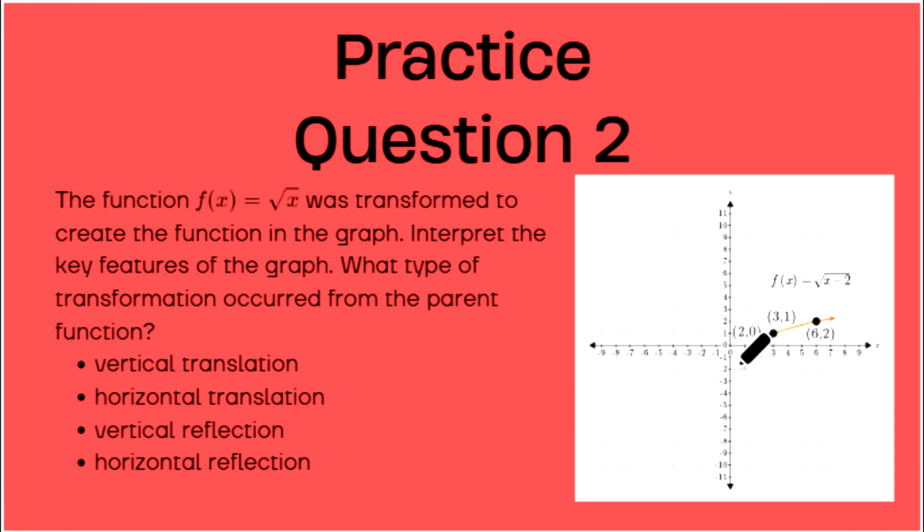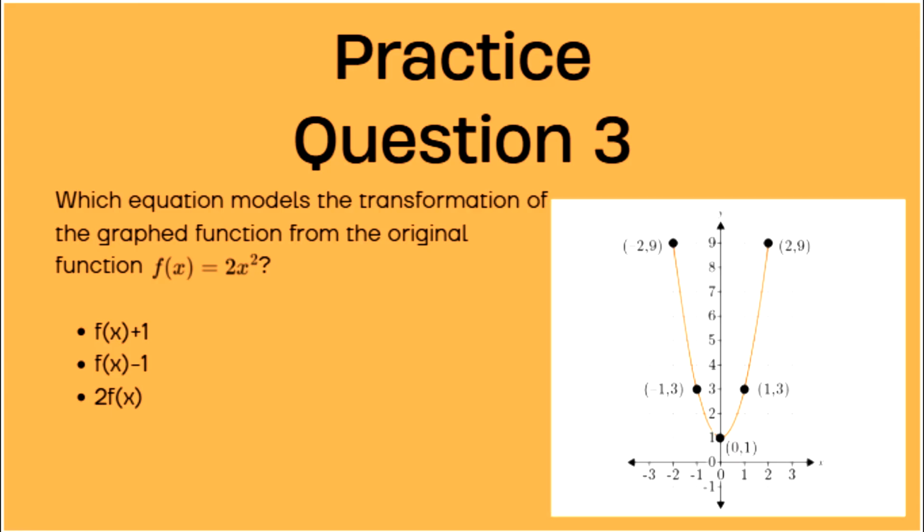Okay, we know every parent function touches the origin. So this one got moved right 2 spaces, okay? That means that it's a translation and it's horizontal. So translation can't be reflection, can't be reflection, and it can't be vertical. It's a horizontal translation.